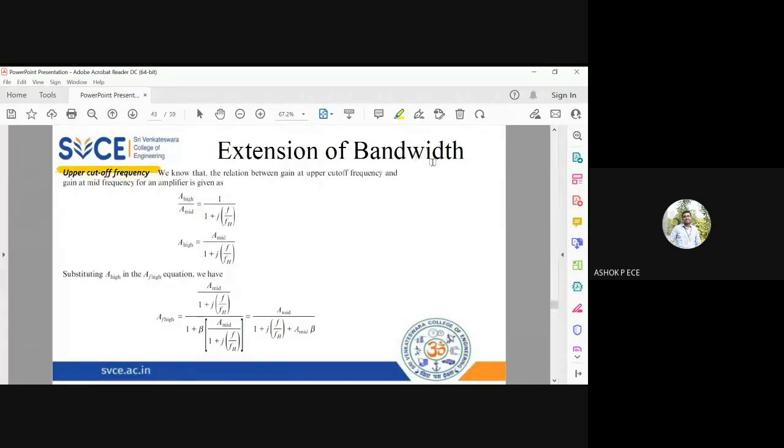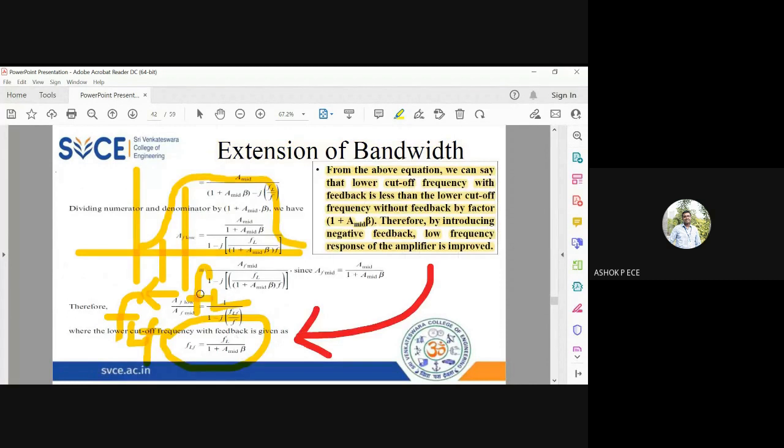As I told you, bandwidth is made up of two frequencies, FL and FH. We have seen what will happen to FL. Can anybody guess what will happen to FH after applying feedback? FH will be somewhere here. We'll see if your guess is correct. FL is moving towards the left. So in what direction should FH move so that the bandwidth is larger?